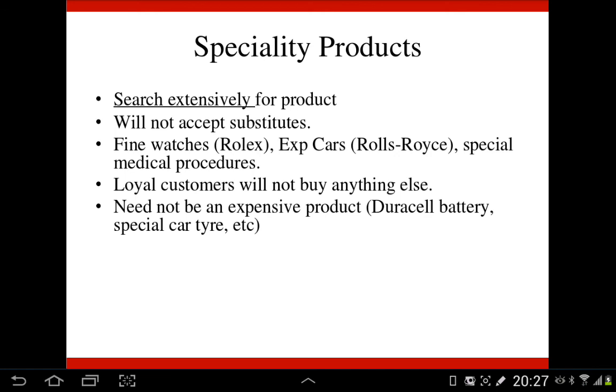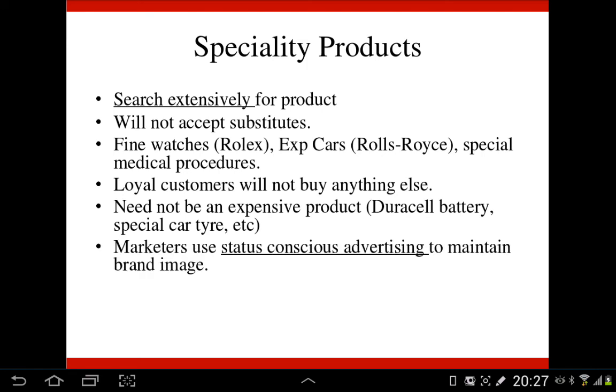And as I said, it doesn't have to be an expensive product. There are some types of basic products that people are unwilling to buy anything else in, like certain types of car tire or a specific type of battery. Maybe there are things that you won't buy any other brand or any other product. That's the one that you always look for and buy. And marketers will use status-conscious advertising to maintain their brand image. Buy our product. It's the best image. It has the best style. So on and so forth.